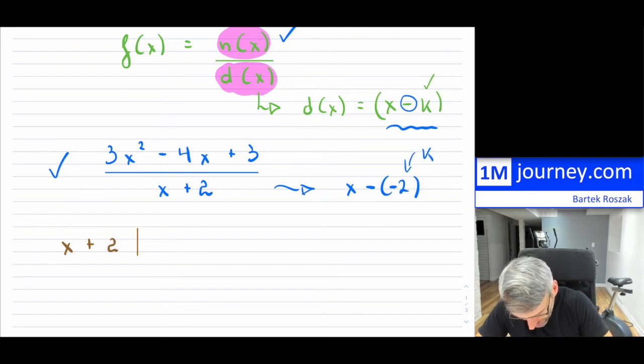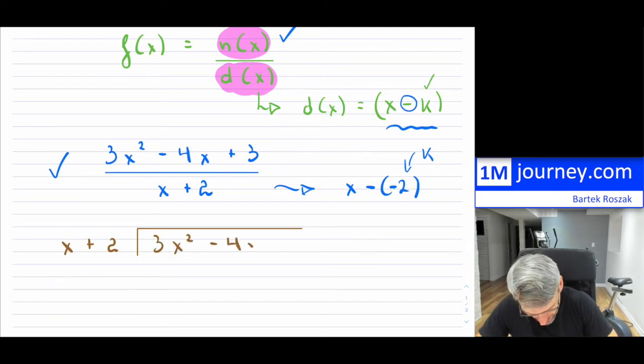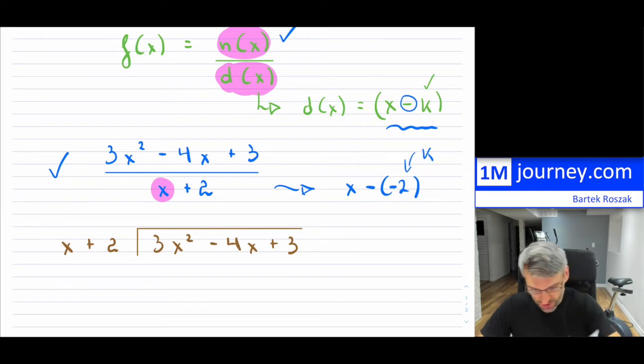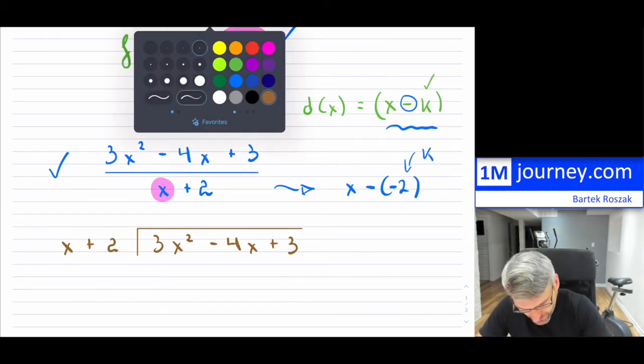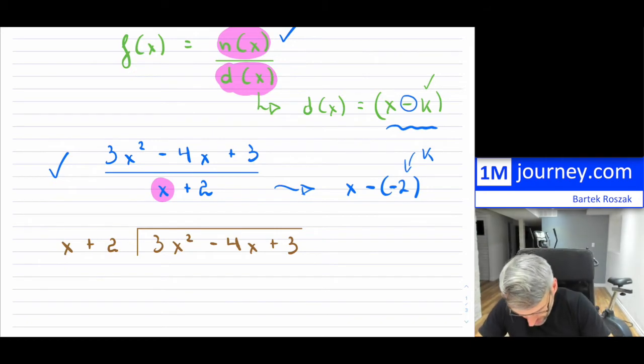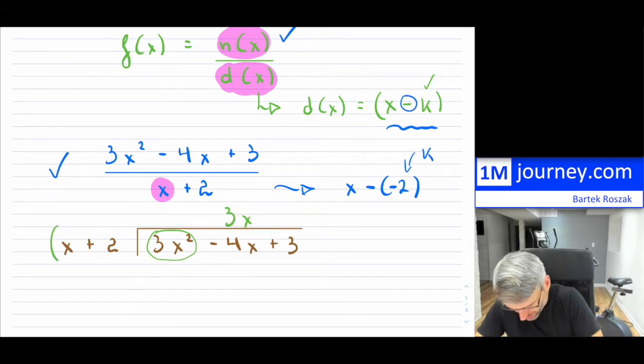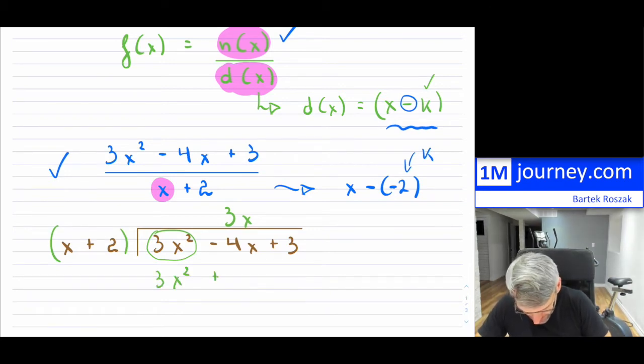So let's say I'm going to try to do long division right here. I'm going to line everything up as we have it. Now I am of order 1 right here, so that makes my life a lot easier. Okay, so let's get started. For long division, I want to get rid of this term right here. To do that, I take 3x multiplied by x plus 2, which is going to give me 3x squared plus 6x. I'm going to subtract, so that is gone.